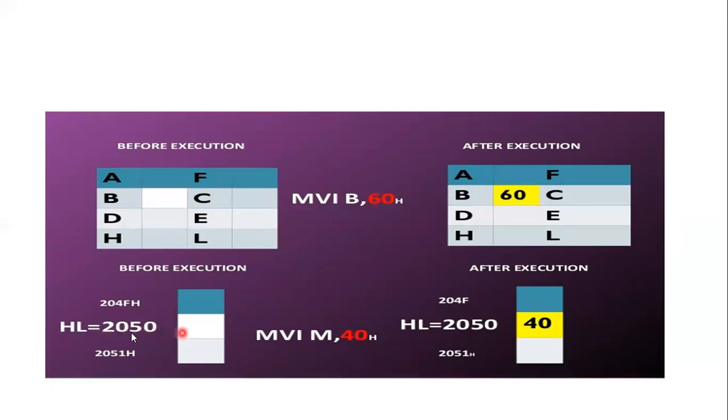Next one is here, memory address. The memory address here is 2050 in the register HL. Then move immediate M, 40. So the value 40 is moved to the address 2050. So at the address 2050, the value 40 is moved.